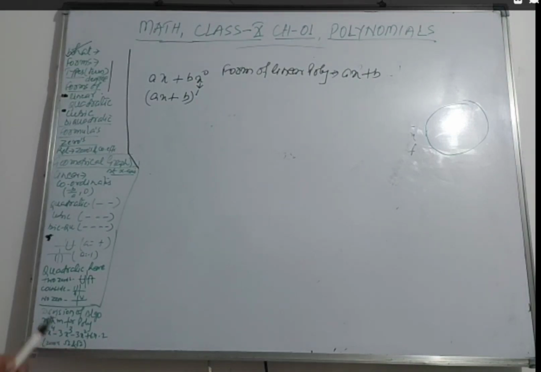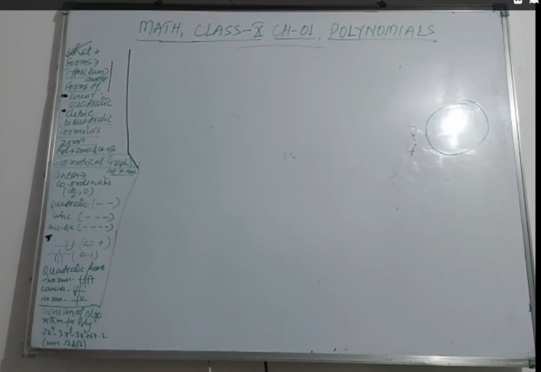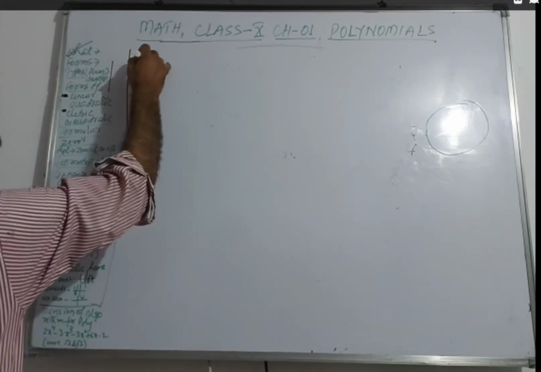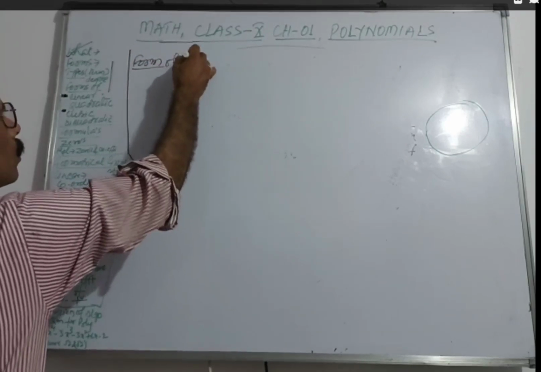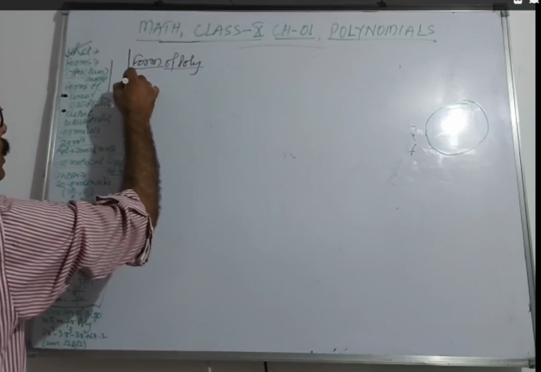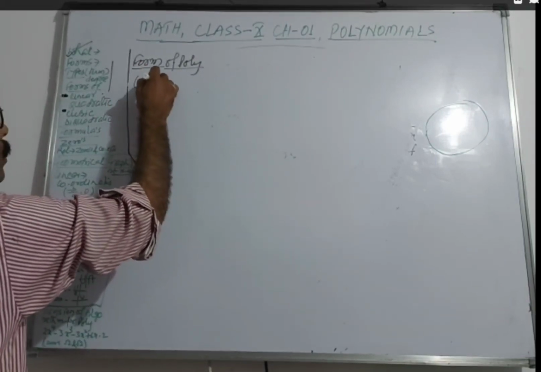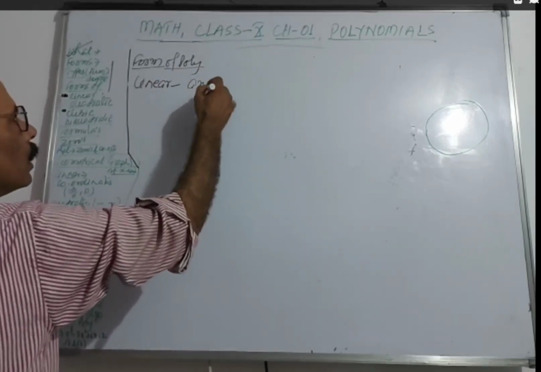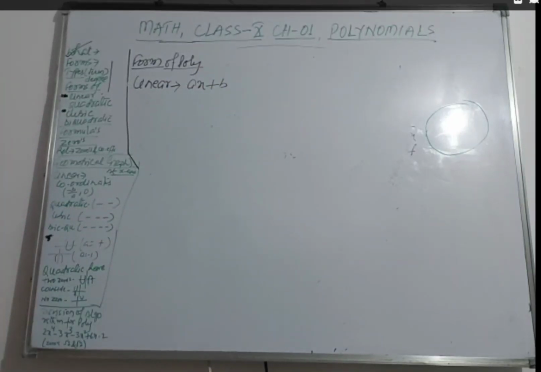Let us write it on the left side. Okay, then yes, I can explain easily. Form of linear polynomial: ax plus b. Understood? It is ax plus b. This is the same way.